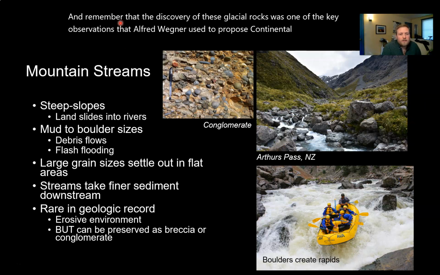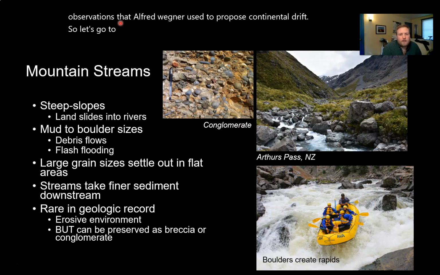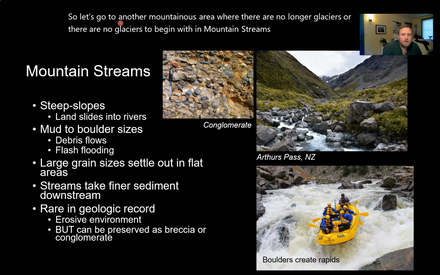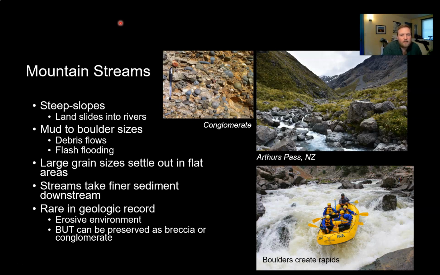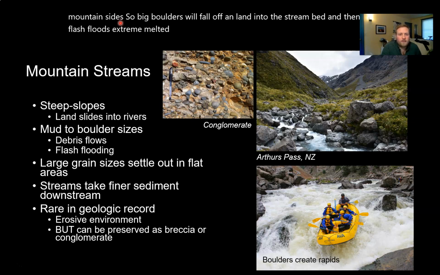Okay, so let's go to another mountainous area where there are no longer glaciers, or there are no glaciers to begin with, in mountain streams, right? The main characteristic about a mountain stream is that it's very narrow and it's surrounded by steep slopes on all sides. And so the way that sediment is brought into this stream is through debris that is falling off of the mountain sides. So big boulders will fall off and land into the stream bed, and then flash floods, extreme melt events from snowfall can transport those big boulders downstream in flash flooding or in big debris flows.